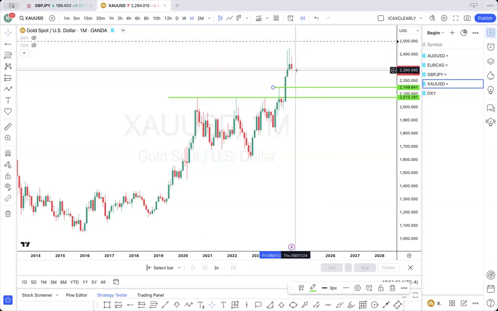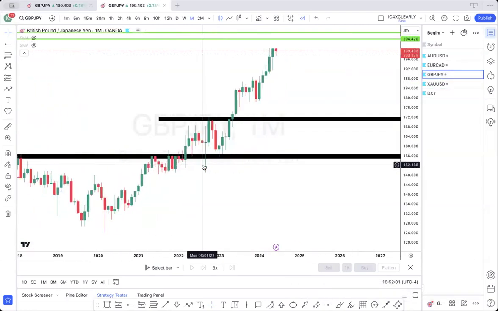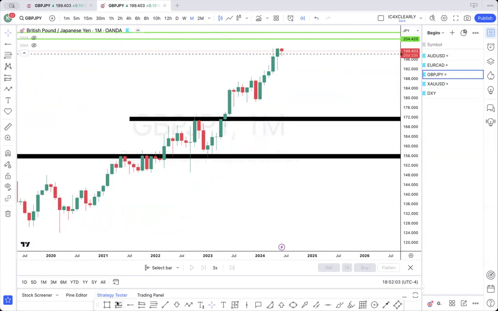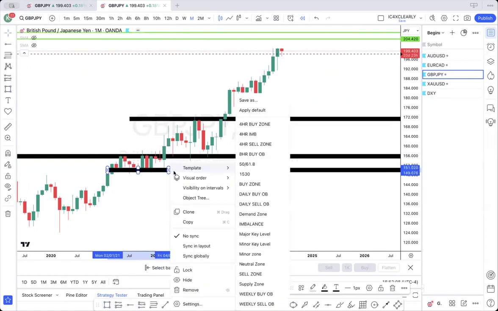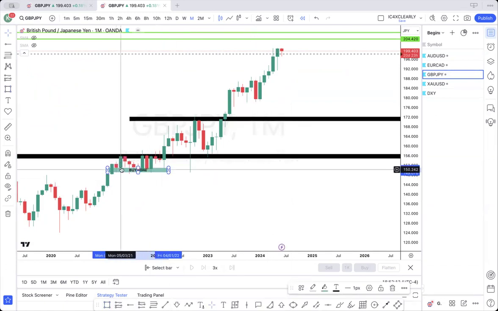This is why I say find one pair and master the traits of that pair. Because one thing I know about GJ, I know exactly what GJ is going to do. I can look at it and say, okay, it's pulling back. This is a little order block for my buy zone. This is an order block right here.